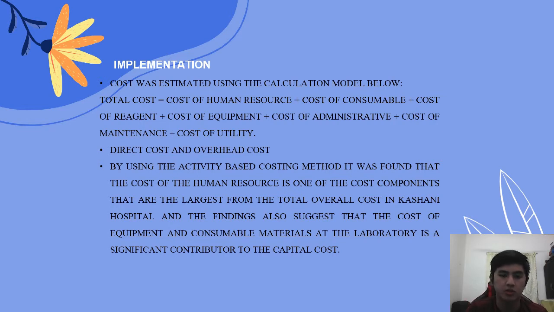By using the activity-based costing method, it was found that the cost of human resource is one of the largest cost components of the total overall cost in Kashani Hospital based on the journal, and the finding also suggests that the cost of equipment and consumable material at the laboratory is a significant contributor to the capital cost.